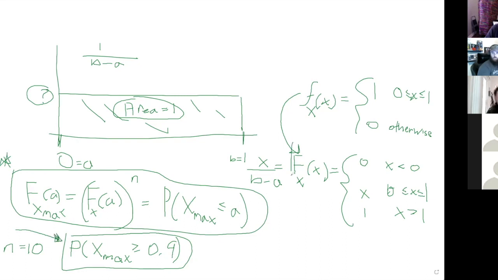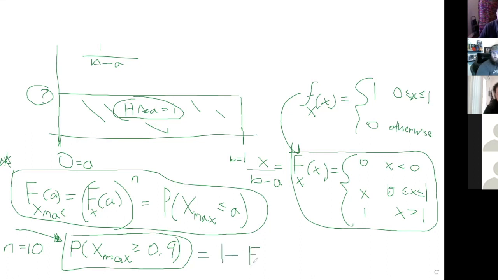Part of that process is that we have a formula for the CDF of x. So any thoughts about what we could do? Do you mind explaining what you were doing? I think for a probability that's bigger than 0.9, it would be 1 minus the probability that it's less than 0.9.